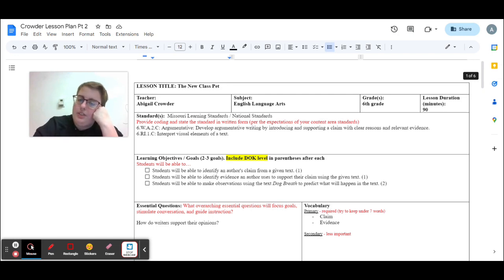Students will be able to identify an author's claim from a given text, DOK Level 1. Students will be able to identify evidence an author uses to support their claim using the given text, DOK Level 1. Notice those two words, which is two adjectives. Identify. Can you identify?